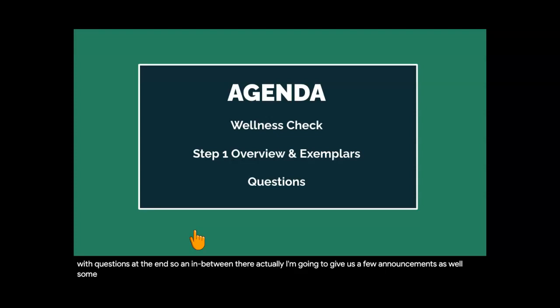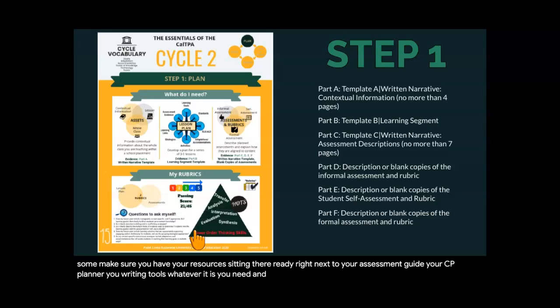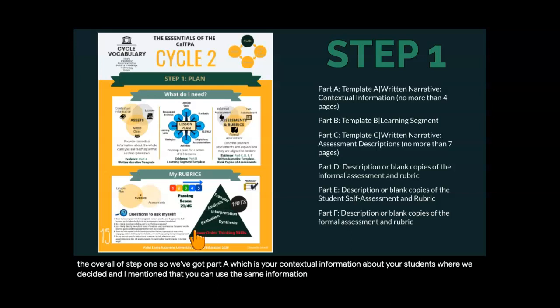All right, so make sure you have your resources sitting there ready right next to you, your assessment guide, your CP planner, your writing tools, whatever it is you need, and your quiet space, and let's go. So last week, we reviewed the overall of step 1. So we've got part A, which is your contextual information about your students, where I mentioned that you can use the same information from part A in cycle 1 if you have the same students. So you can use that demographic information, and it'll save you a little time. Shouldn't take you very long.